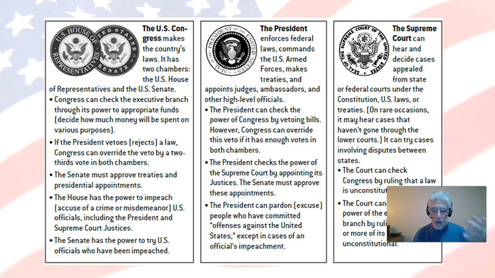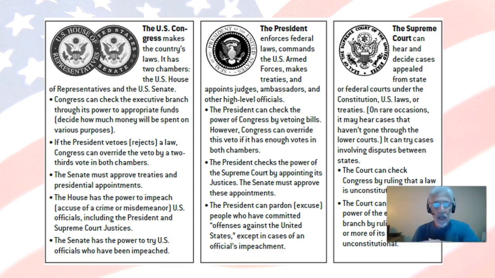The president can also pardon somebody if they've been accused of a crime. That doesn't really check anybody other than perhaps the courts, if the president feels that somebody has been unfairly convicted. And then the Supreme Court has the ability to check Congress by ruling a law unconstitutional and essentially wiping it off the books. And the court can also check the power of the president by ruling any actions that he takes unconstitutional as well. Once again, the idea is to create a free-for-all.